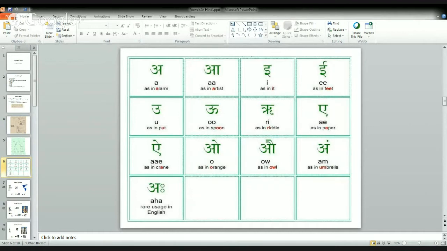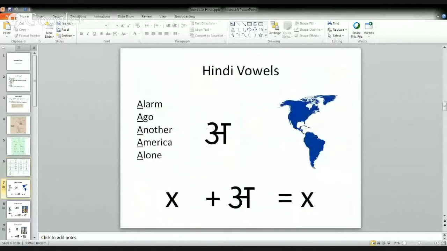So the first one is known as A. Repeat that with me, the sound. As in alarm. As in Alaska. As in ago. Or another. America. Alone. All have an A sound in it. On the chat box, feel free to write down any other word that you think has an A sound in it.